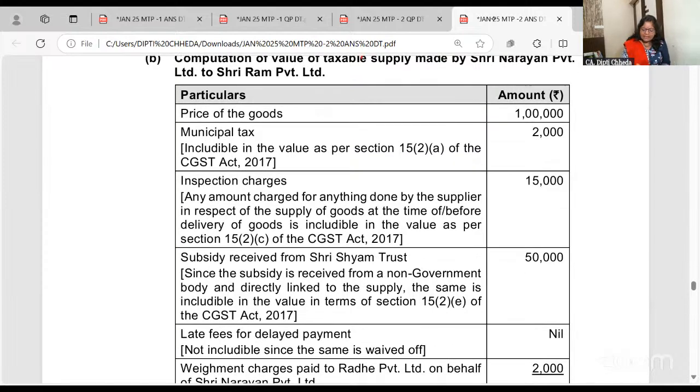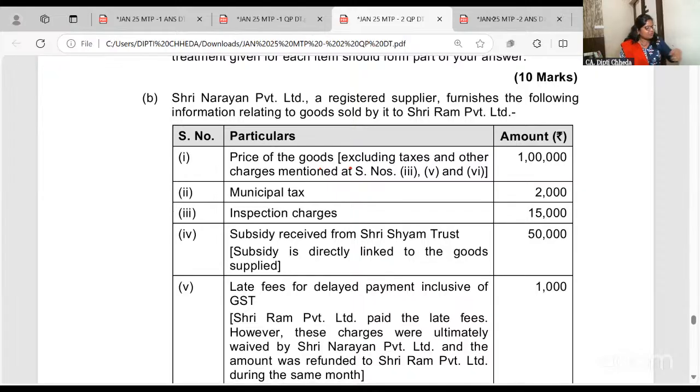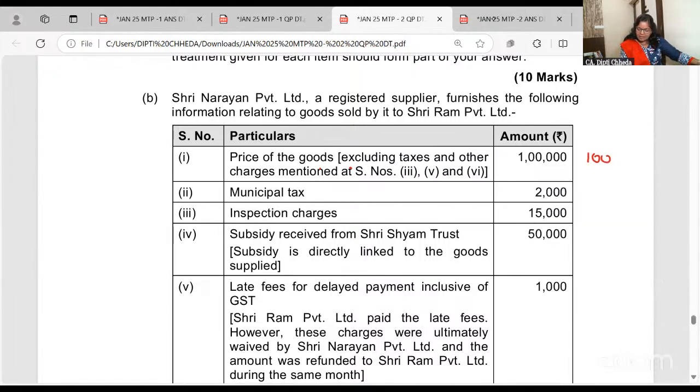Value of supply. Let us take up the next question for the value of supply. Price of the goods, excluding taxes and all. But I'm repeatedly saying, from my paper correction experience, a silly mistake: whenever they give late fees and interest, it is always inclusive of GST. So here price of the supply is 1 lakh. Okay. Municipal taxes you have to add.